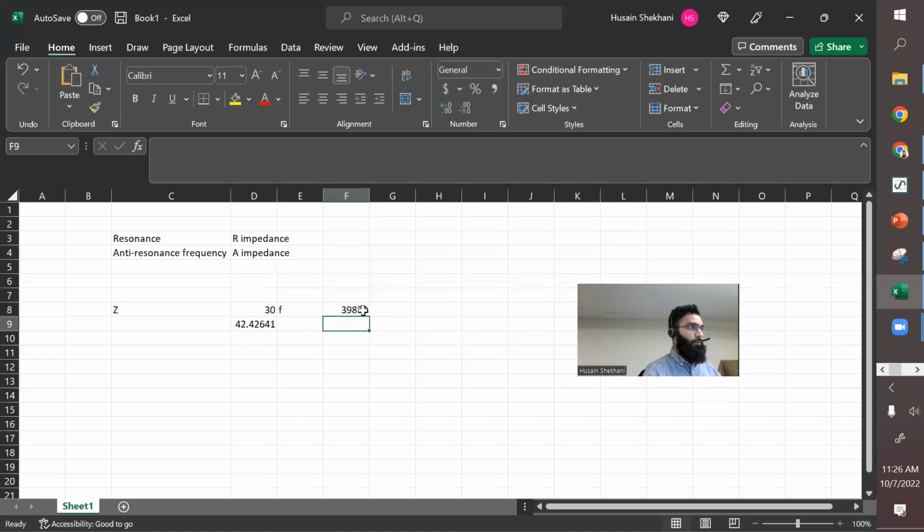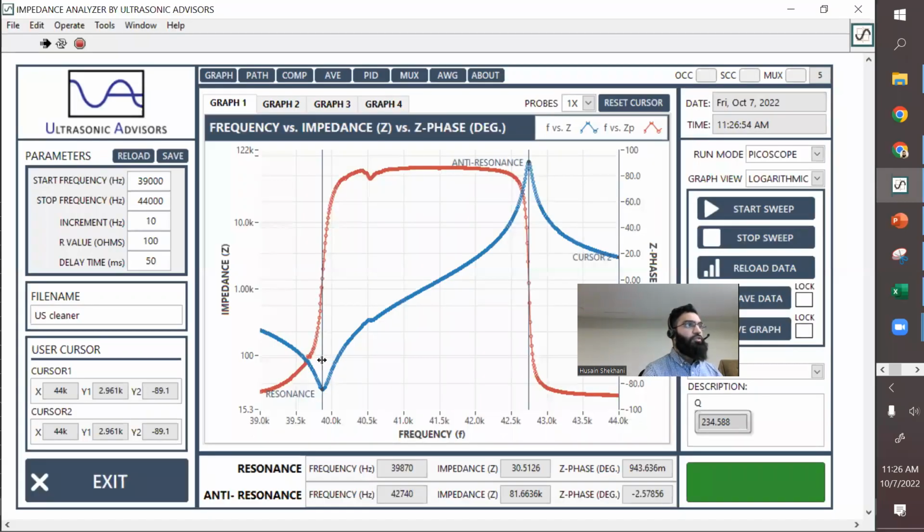39.870. And the frequency that it takes to get to 42, I'll move this around to get to 42. And this is why you need to have an accurate scale, so you can actually do the calculations. So I moved that cursor around and I found 39.790.